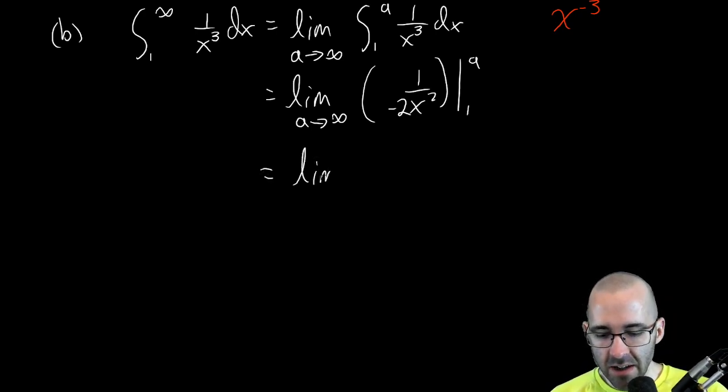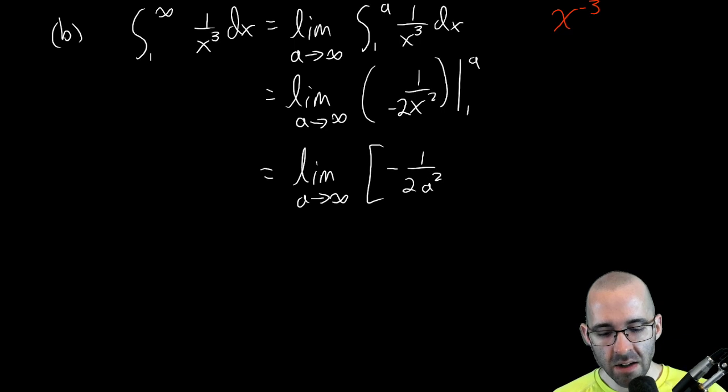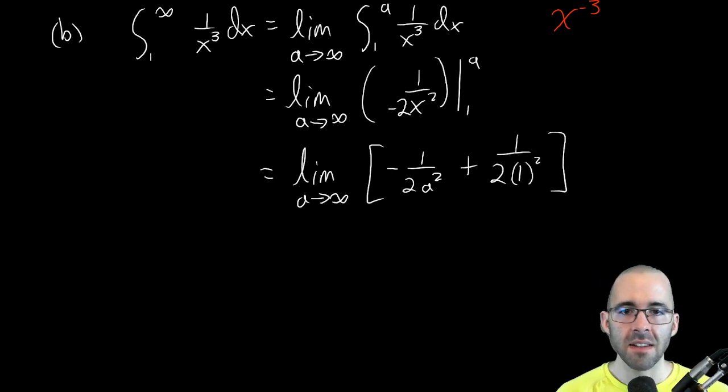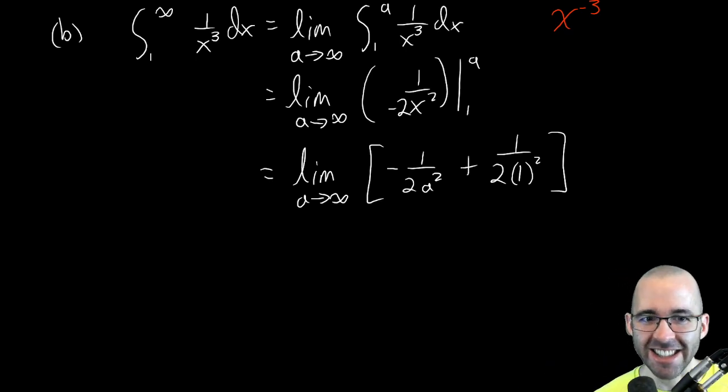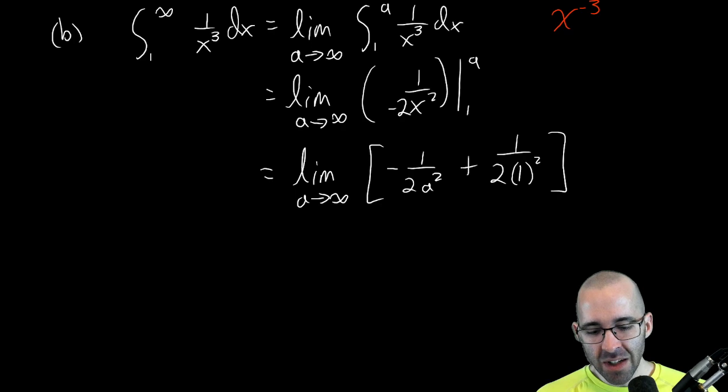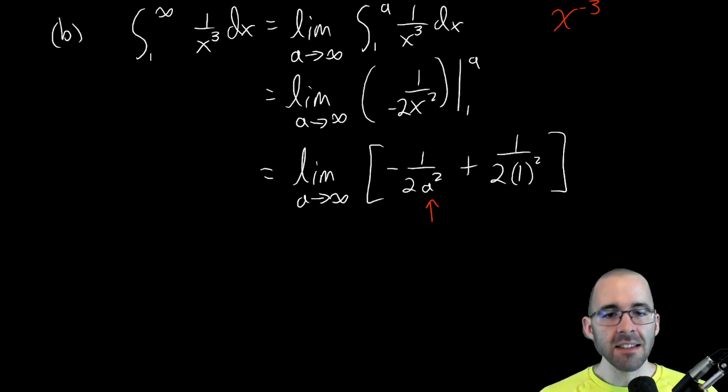And now we just use the fundamental theorem of calculus. That's going to give us negative 1 over 2 times a squared, minus a negative is plus a positive. We get this as our integral, which is fine. Whew, I panicked there for a second. It's fine. Now, what is this limit? As a gets incredibly large, what is this limit?